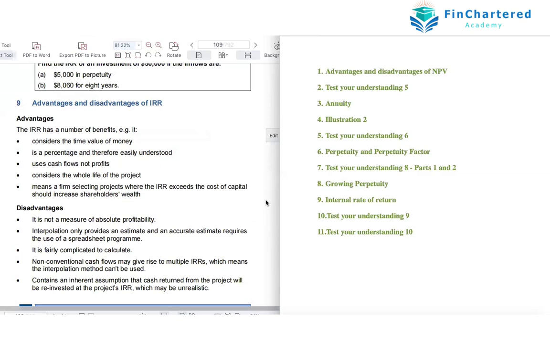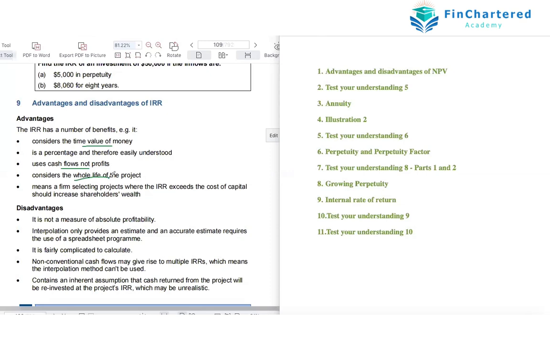Again, the advantages are the same as we saw earlier in NPV, because technically we are using the same concept. Multiple advantages are the same. Again, you're considering the time value of money, because I've explained these advantages when I explained NPV. I'm not going into too much detail here. Uses cash flows, not profits. We saw that also. Considers the whole life of the project. We saw that also.